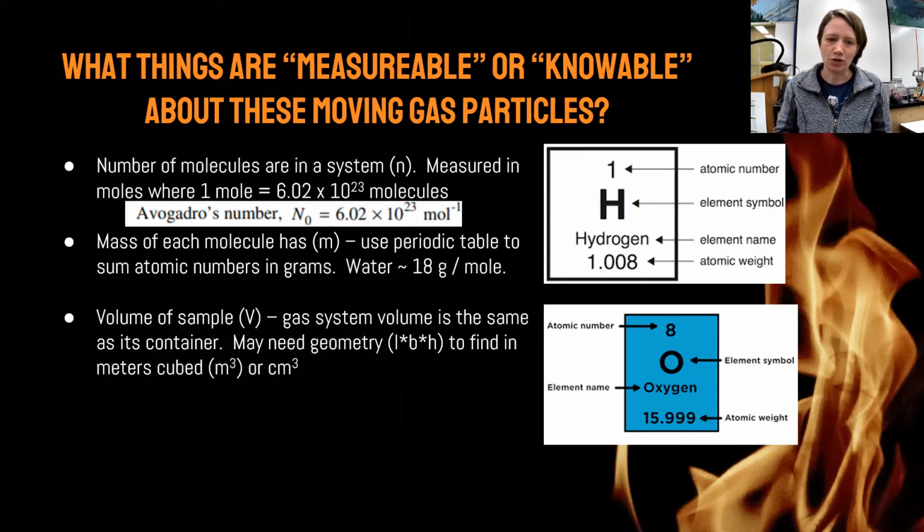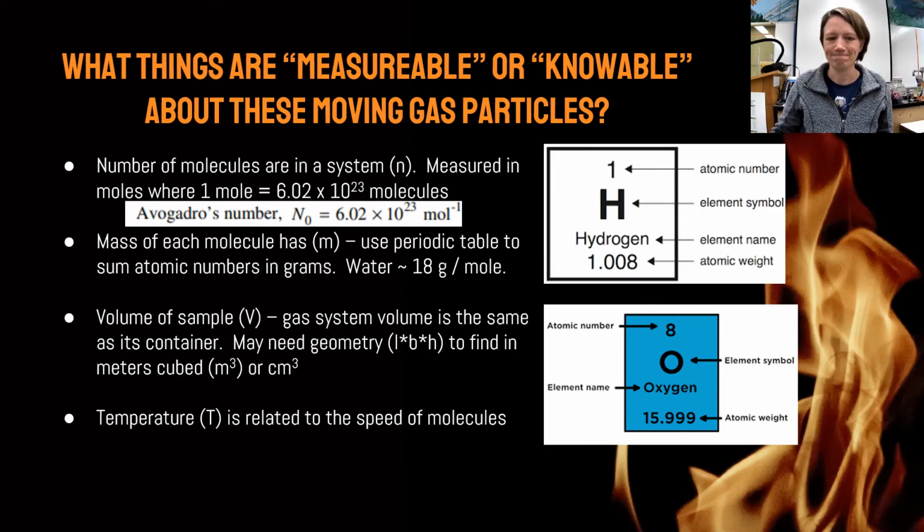The next thing that's measurable is the volume of the sample, and that one's probably the easiest one for us to handle because a system of gas is going to, by definition, fill the container, right? This is where gas is a little bit different than liquids. Liquids kind of sink to the bottom, but gas is spread out all over. So that means that if you can figure out the geometry or size of your container, you're also going to know the volume of the sample.